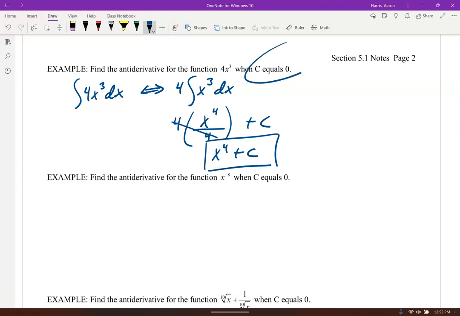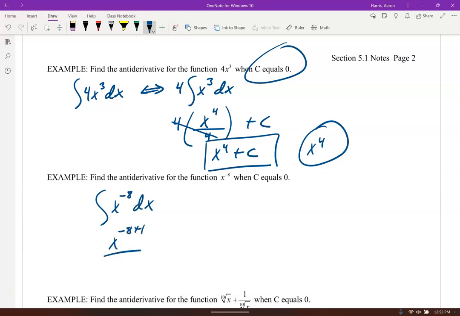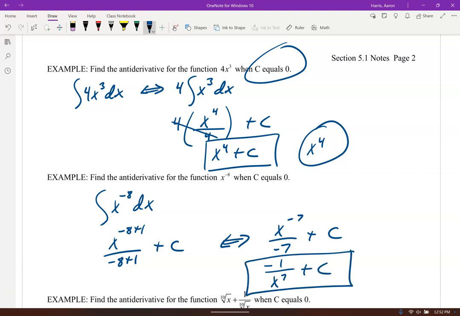And here you notice it says let c be 0. So we're just going to end it with x to the 4th. But that could be any number, right? That c could be any number. Let's do it for, what if you have a negative exponent? So x to the negative 8 plus 1 over negative 8 plus 1 plus a constant. So that would be x to the negative 7 over negative 7 plus a constant. In other words, negative 1 over x to the 7th plus a constant.